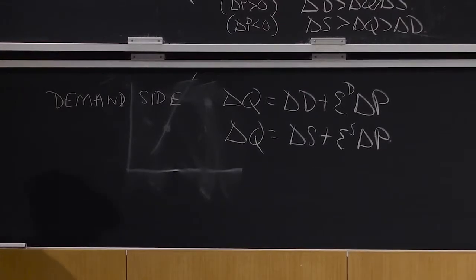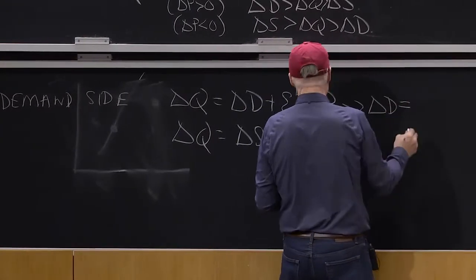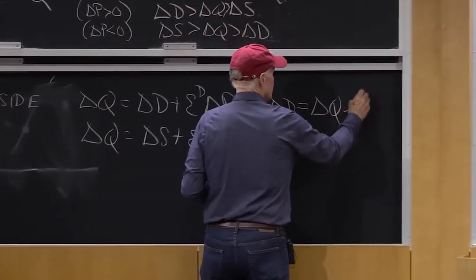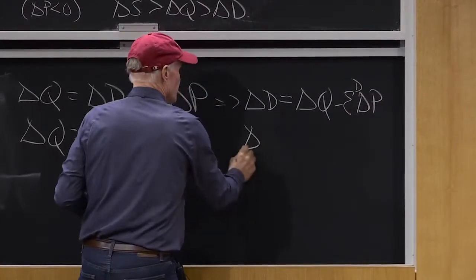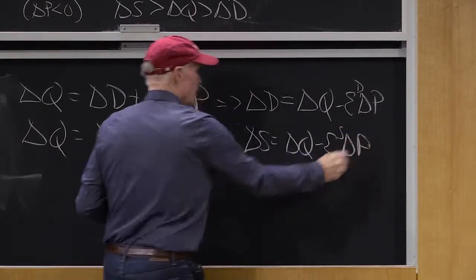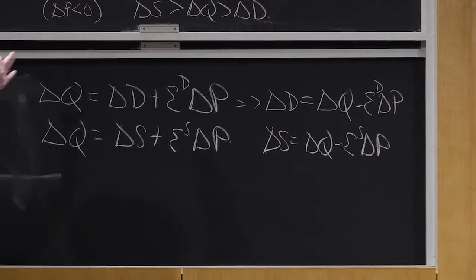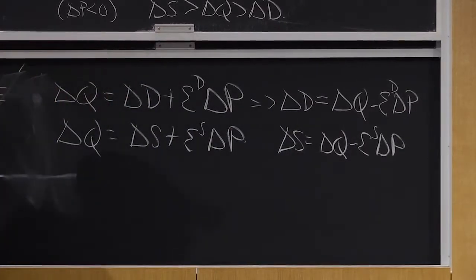So in fact, this implies delta D equals delta Q minus epsilon D delta P, and delta S equals delta Q minus epsilon S delta P. Okay? So we could back out. If we knew the elasticities, we wouldn't just have these inequalities. We could actually back out what the changes in supply and demand had to be if we knew the two elasticities. That's the basics of how you look at a market in terms of output, quantity and price changes.